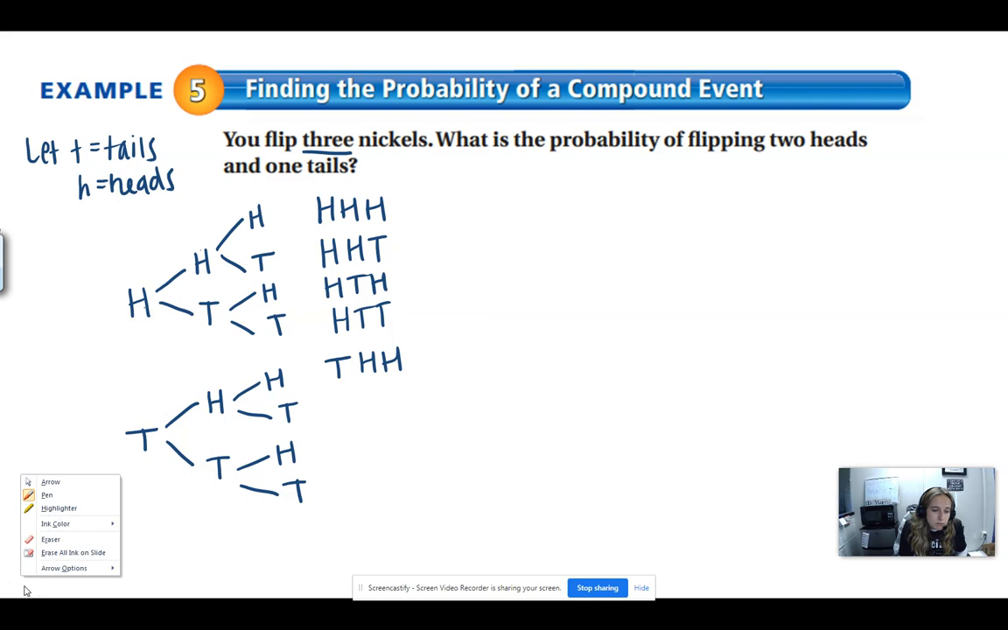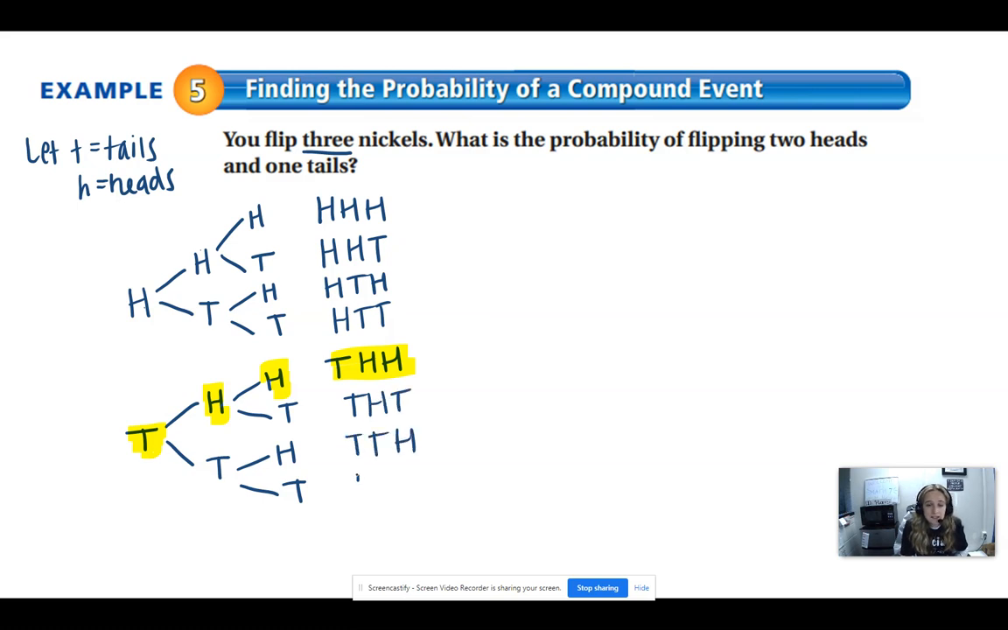What I'm doing right now to get this is just following the tree diagram. This says tails, heads, heads, so I know that this one is tails, heads, heads. I'm just doing that for all of them. So then it's tails, heads, tails, tails, tails, heads, and then tails, tails, tails. The nice thing about tree diagrams is you can see all the different outcomes for a compound event, which means you're flipping a coin 3 times, not just 1 time.